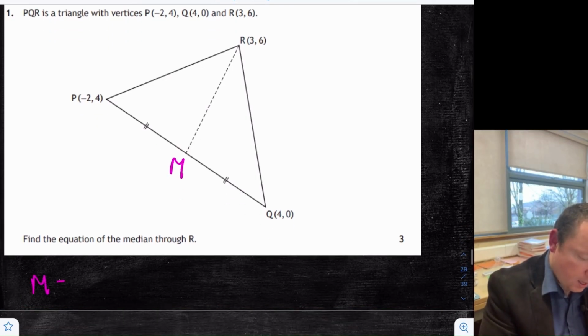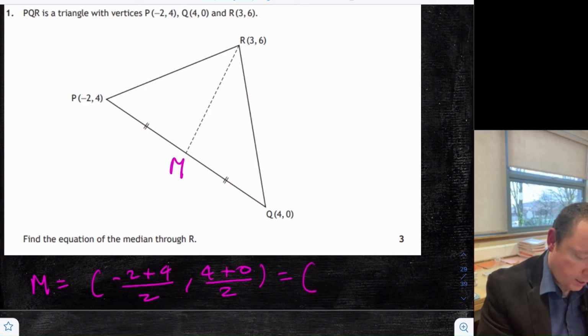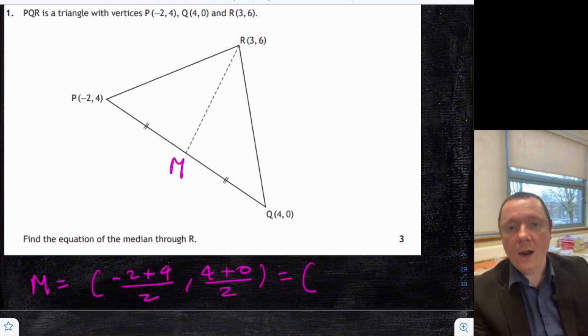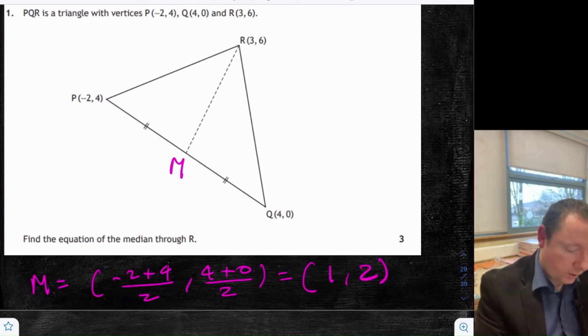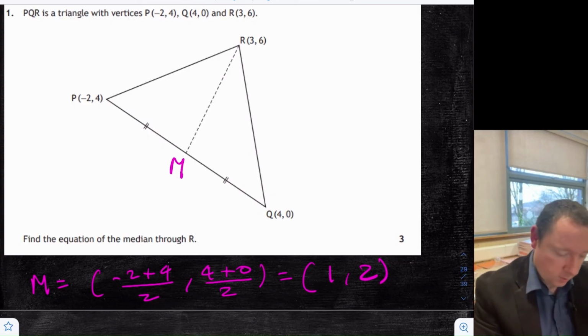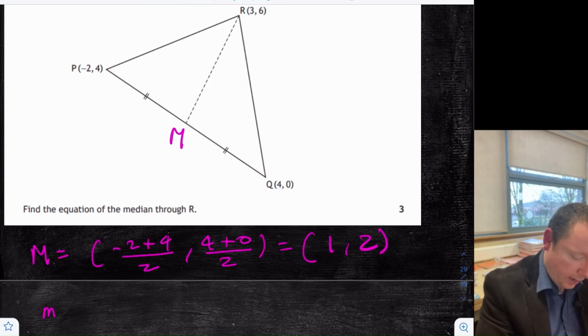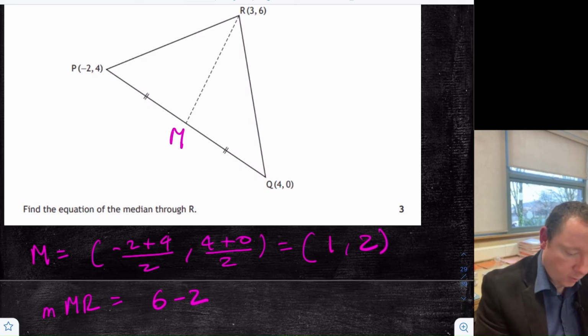To work out M, we can do (minus 2 plus 4) divided by 2, and (4 plus 0) divided by 2. That gives 4 take away 2 is 2, divided by 2 is 1, and 4 divided by 2 is 2. So we've got our midpoint, so we can now do the gradient between M and R, because it's not perpendicular, and then use y minus b equals m(x minus a). So the gradient between M and R, we can do 6 take away 2, y2 minus y1, over 3 take away 1, x2 minus x1. That gives us 4 on the top and 2 on the bottom, which is 2.